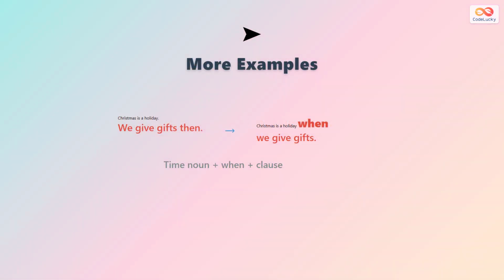Another example, Christmas is a holiday when we give gifts. Notice the pattern stays the same. Time noun plus when plus the clause describing what happens at that time. This makes two sentences become one smooth sentence.